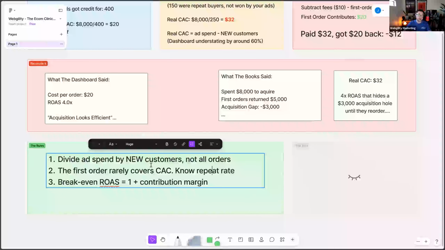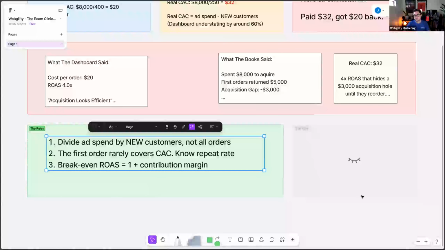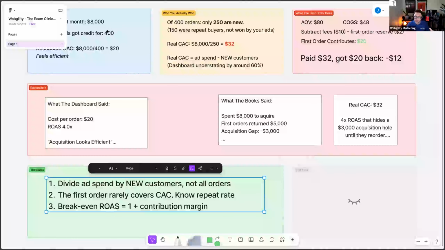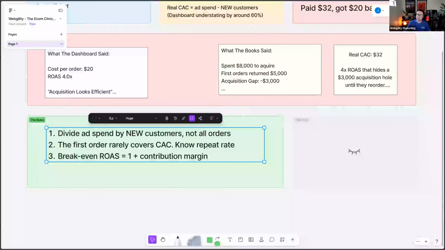So in this scenario that we talked about, this number two, the first order rarely covers CAC. In the scenario, this $8,000 ad spend month, each new customer needs about half a repeat order just to break even, right? So they need to come back at least one time to even break even on your store. And this is, again, just a general example. Your numbers could look wildly different depending on what sort of business you have and what types of products you sell. But this is a good jumping off point to understanding where that math starts and how it ends up sort of working out.